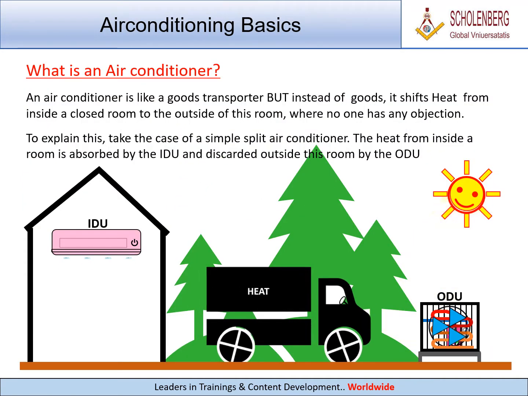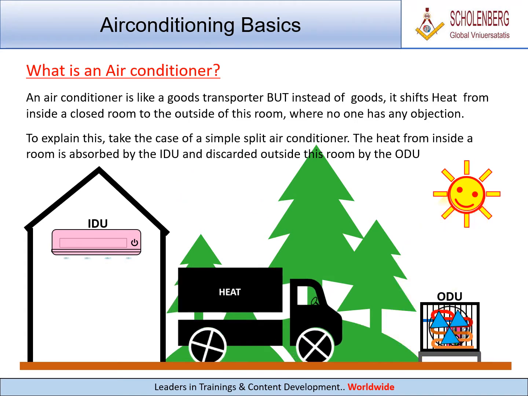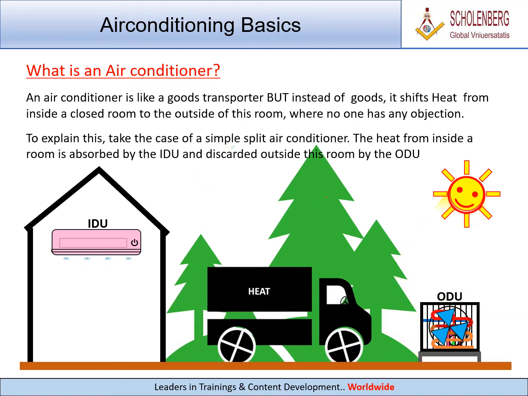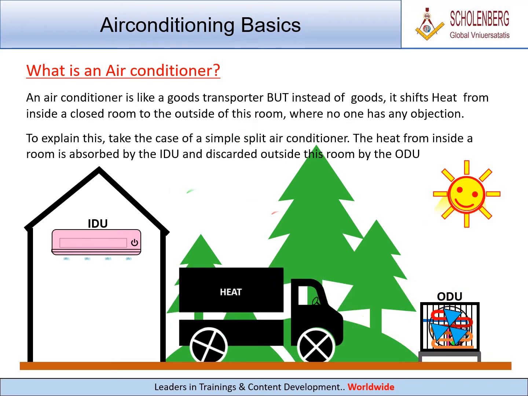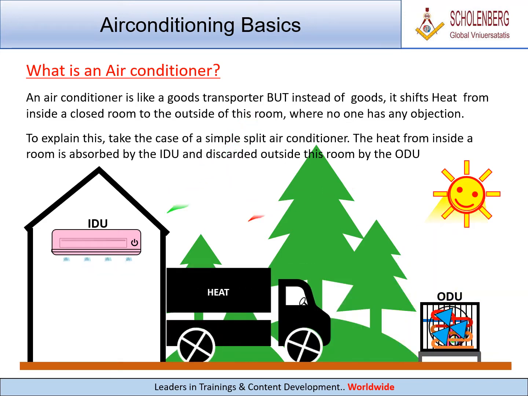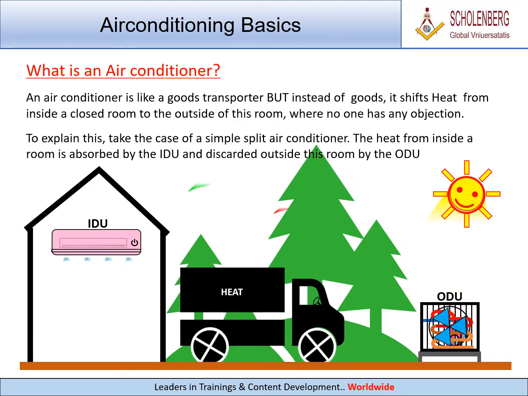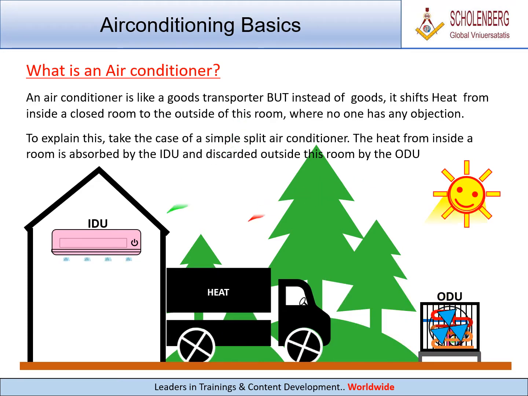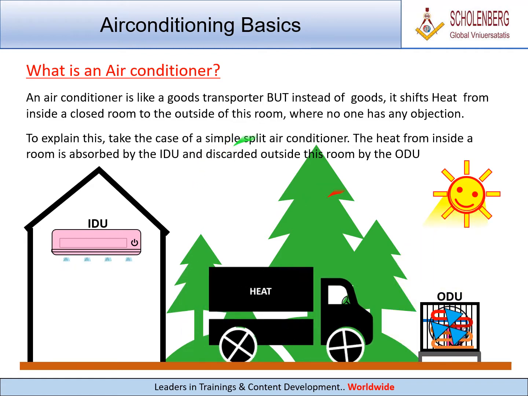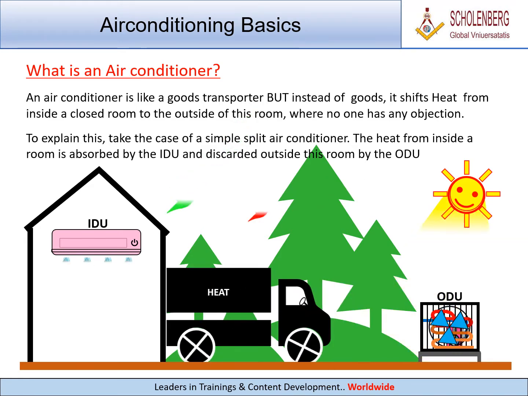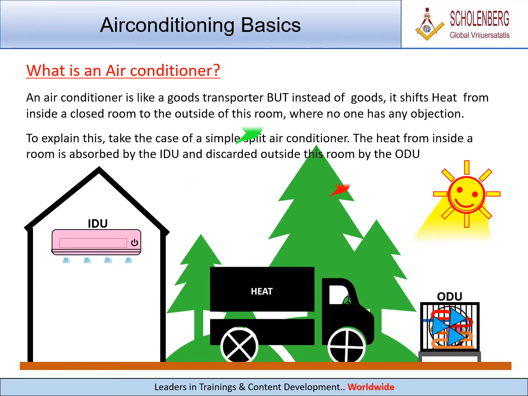What is an air conditioner? An air conditioner is like a goods transporter, but instead of goods, it shifts heat from inside a closed room to the outside of this room, where no one has any objection. To explain this, take the case of a simple split air conditioner. The heat from inside a room is absorbed by the IDU, and discarded outside this room, by the ODU.